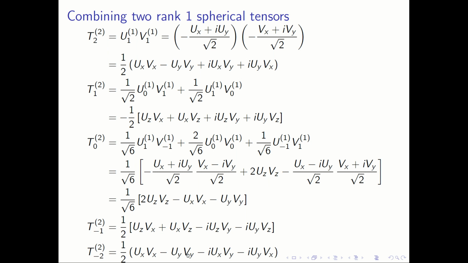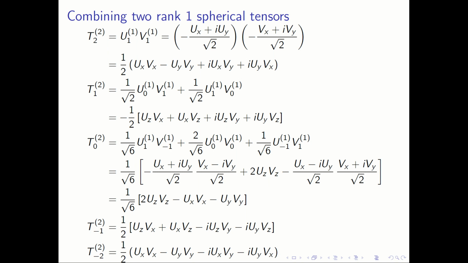So, this is how you combine rank 1 spherical tensors. Of course, in terms of spherical tensor components, the expressions are just this here. These more complicated looking expressions are really in terms of the Cartesian components of the vectors. So, if you are really dealing with spherical components to begin with, the expressions are actually a lot simpler.